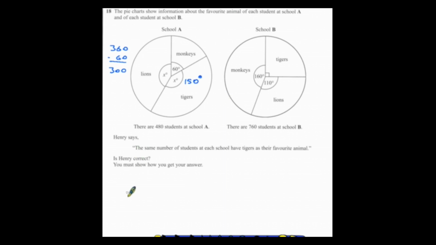Let's have a look at how we would work out how many students actually like tigers best. Well, the fraction we've got is 150 out of 360 degrees. That gives us the fraction. We then multiply that by the number of students. Now this might seem a little daunting without a calculator. Possibly the easiest way is, first of all, let's simplify the fraction. Let's cancel out the zeros. We now have 15 over 36 times 480.